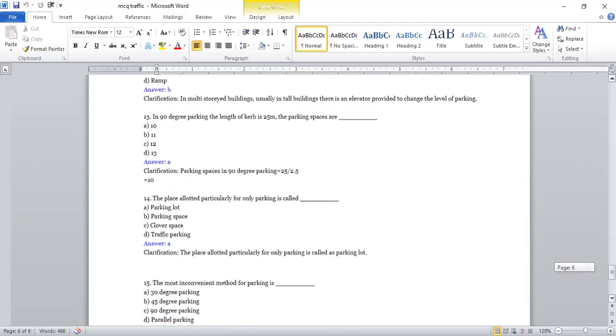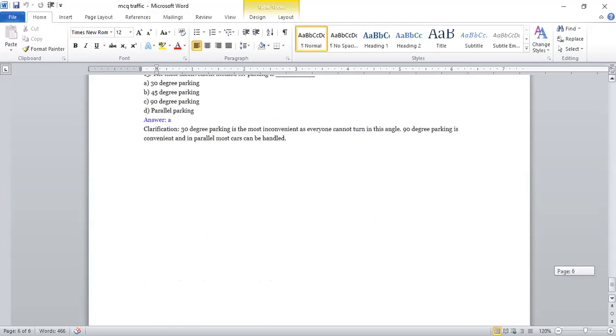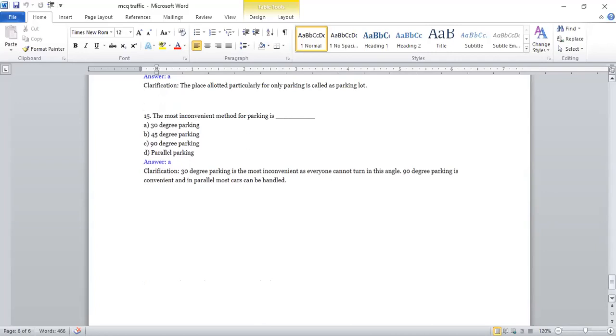After that, the place allotted particularly for only parking is called as dash dash dash, that is the parking lot, means the place allotted only for parking is nothing but a parking lot. And the last question is, the most inconvenient method for parking is 30-degree parking, because in the 30-degree parking the number of vehicles parked will be less.